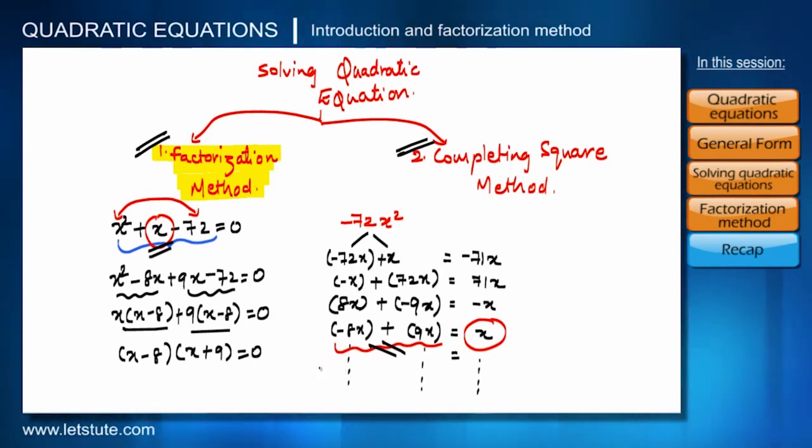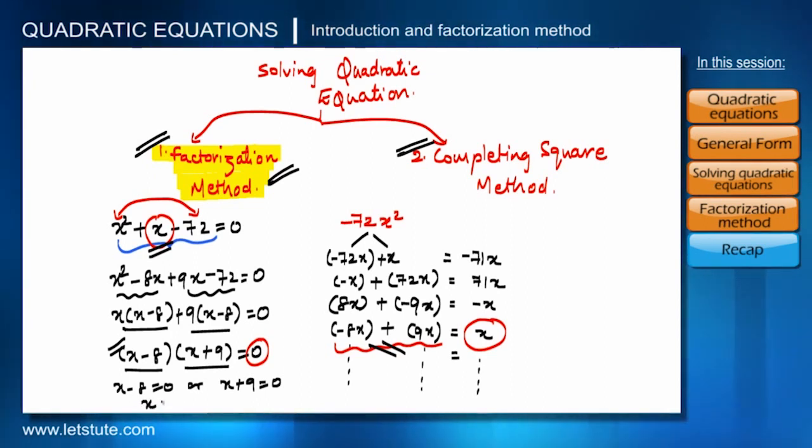So now we can see that it is expressed as a product of two terms, that is, it is expressed in terms of factors. That's why it is called the factorization method. Now how to find the value of x? Here we can see that the product of these two terms is equal to 0. That means either the first term is 0 or the second term is 0. So from this we get x equals to 8, and from this we get x equals to minus 9.